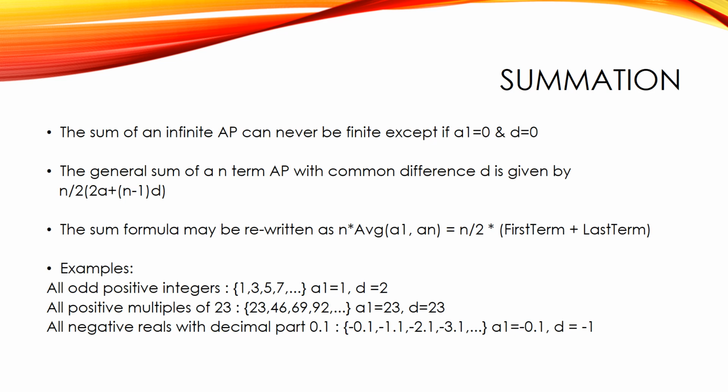Examples are all odd positive integers 1, 3, 5, 7: a_1 = 1, d = 2. All possible positive multiples of 23: 23, 46, 69, 92: a_1 = 23, d = 23. All negative reals with decimal part 0.1: so -0.1, -1.1, and so on. So a_1 = -0.1, d = -1.